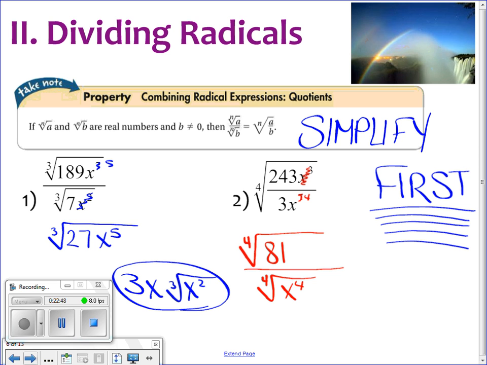But again, can I write my radical split like that? Is that legal? Yeah, it's legal. All right, so on the top, 4th root of 81. Is that pretty? What is it? 3. On the bottom, 4th root of x to the 4th. It's just x.